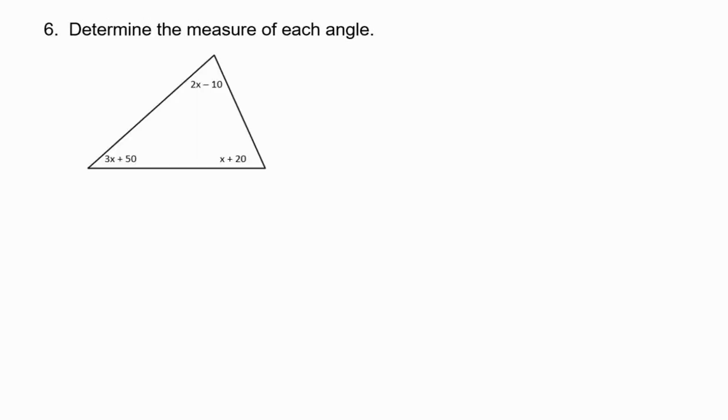Problem number 6, determine the measure of each angle. What you need to be sure that you remember here is that the angles of a triangle add up to be 180. So I'm just going to take all three of these angles, add them up, set them equal to 180. Okay, and there's my equation that I need to solve.